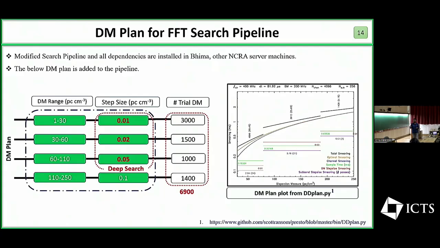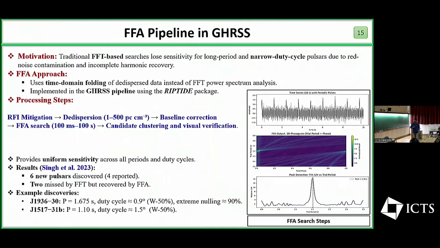That's why we are not searching very deeply in DM for high DM values. In total, we end up with around 6900 DM steps, starting from 1 and going up to 250 DM values. After that, we implemented the FFA pipeline for normal pulsar search.